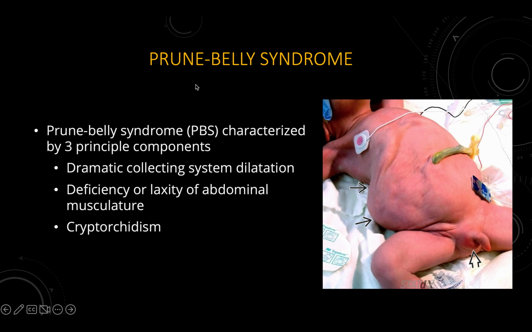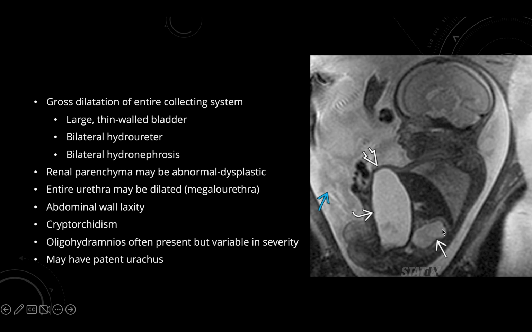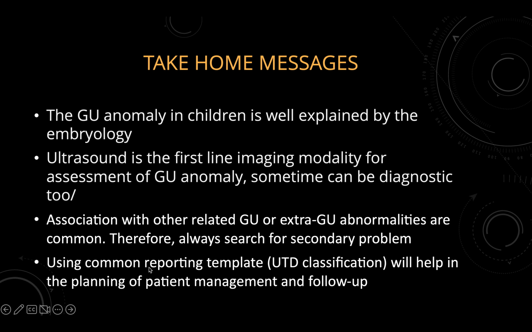Okay, on the other hand, this is one particular syndrome associated with a dramatic dilatation of the collecting system, but it has a component of laxity of the abdominal musculature and also cryptorchidism, so the testis is undescended. We normally diagnose it on fetal MRI, and it showed a grossly dilated entire collecting system, but the wall of the bladder is not thickened, and you have bilateral hydroureter and hydronephrosis. The parenchyma can be dysplastic, the entire urethra is also dilated, and the abdominal wall is lax. So all this points towards prune belly syndrome.